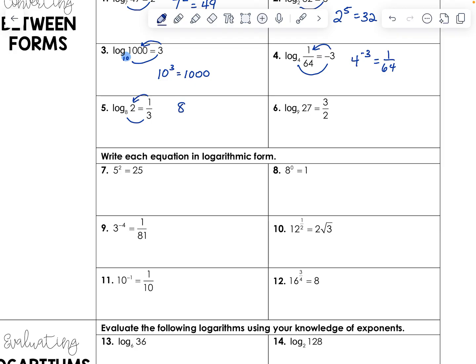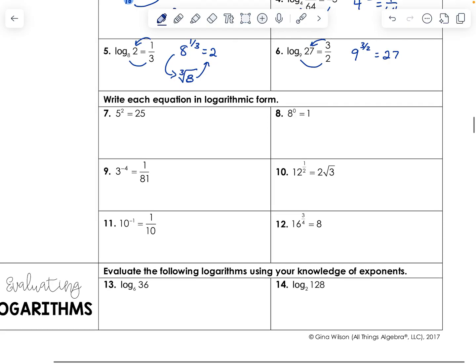So 8 to the 1/3 power equals 2. If you remember, 8 to the 1/3 power is the same thing as the cube root of 8, which again is 2. 9 to the 3/2 power equals 27. There we go.